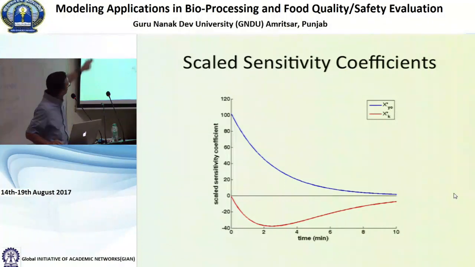The top one, the blue, is for the Y0. The bottom one is for the K. And that's very common. Usually the rate constant is not the most accurate. It's usually the initial value.